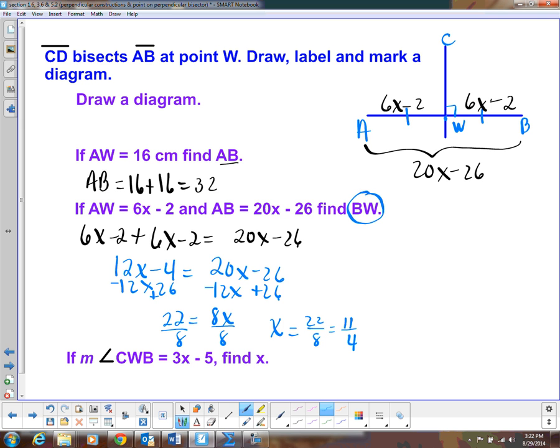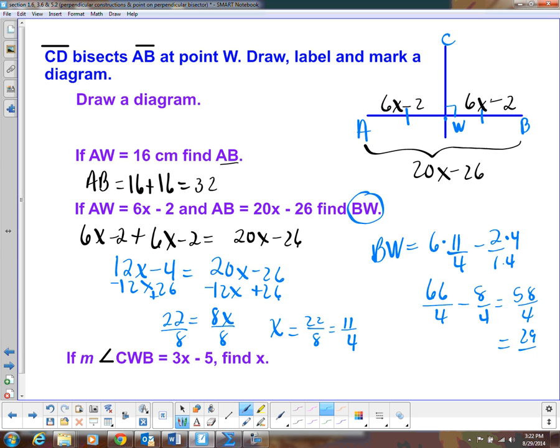Now I've asked for BW. So BW is going to be 6 times 11 over 4 minus 2 over 1, which is 66 over 4, common denominator, minus 8 over 4 is going to be 58 over 4. And then if I simplify that, 2 goes into 58, 29 over 2.